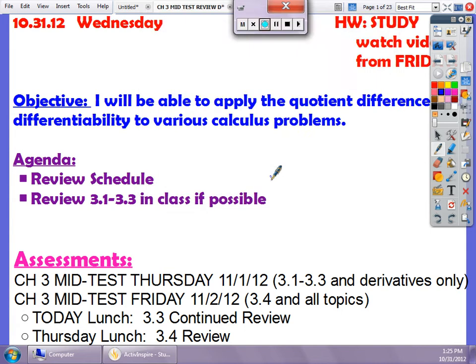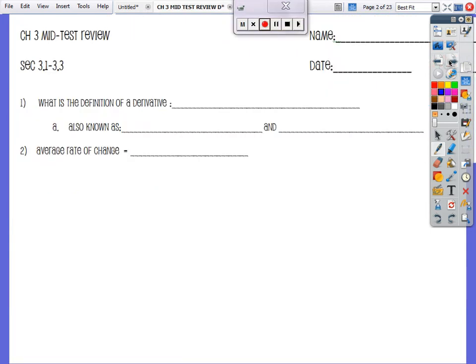So this video will go through the first page of the review. To start off, the definition of a derivative, I gave you two definitions in class. The first is the limit as h goes to 0 of f of x plus h minus f of x all over h, and then I gave you the alternate definition, which is the limit as x goes to a of f of x minus f of a all over x minus a.